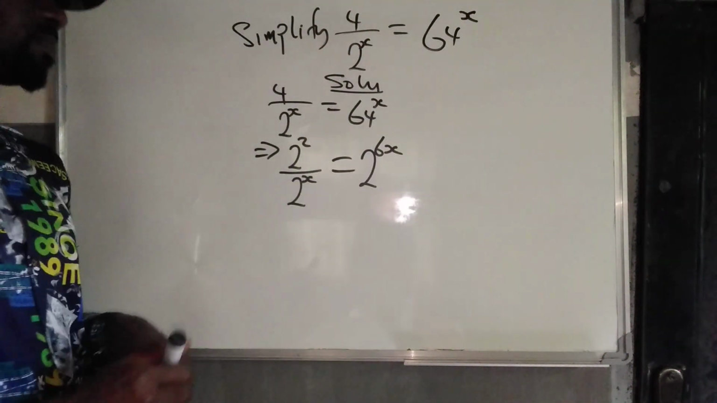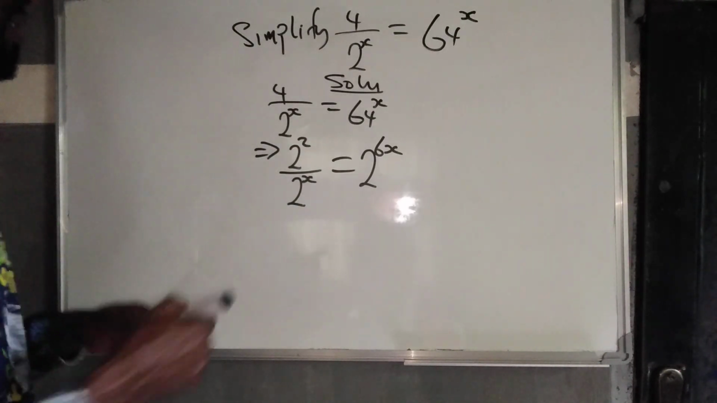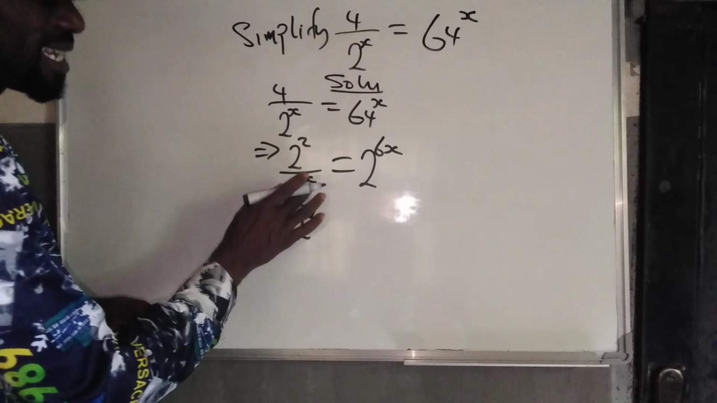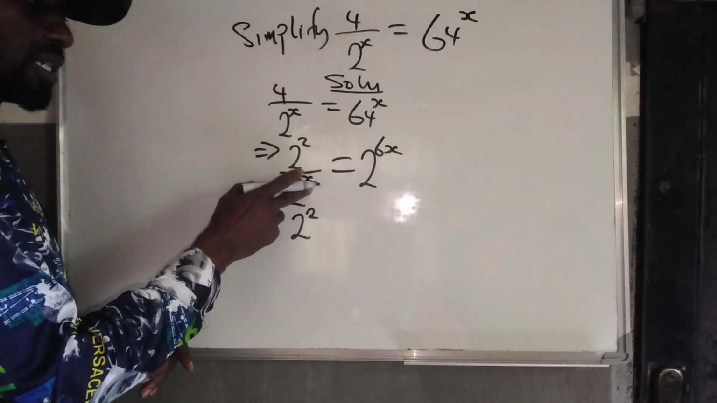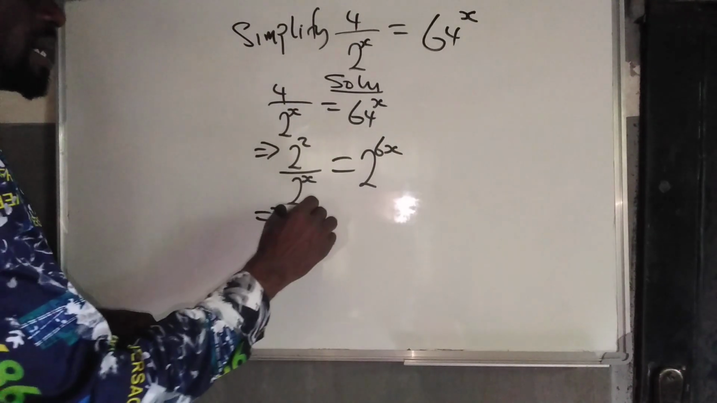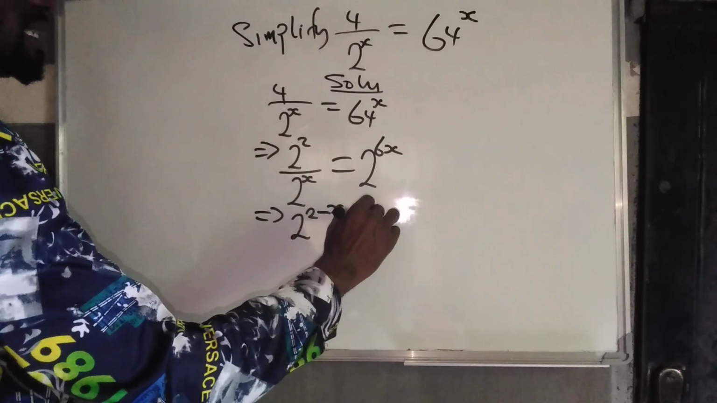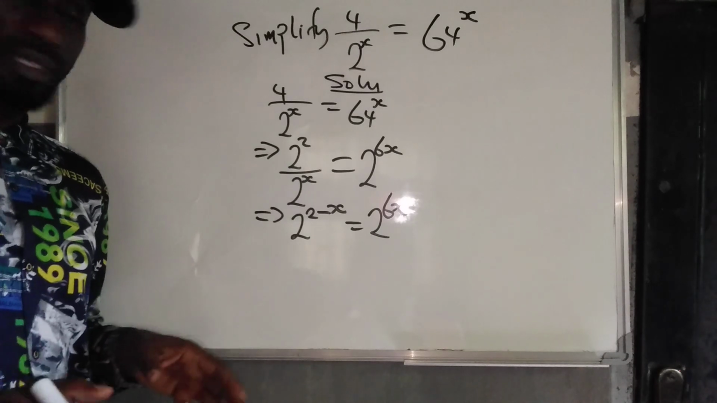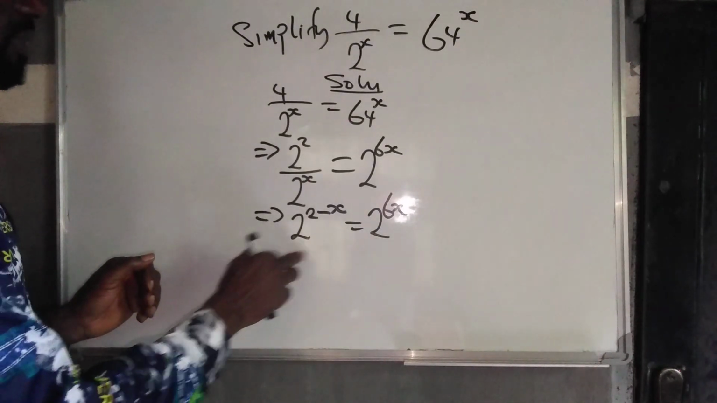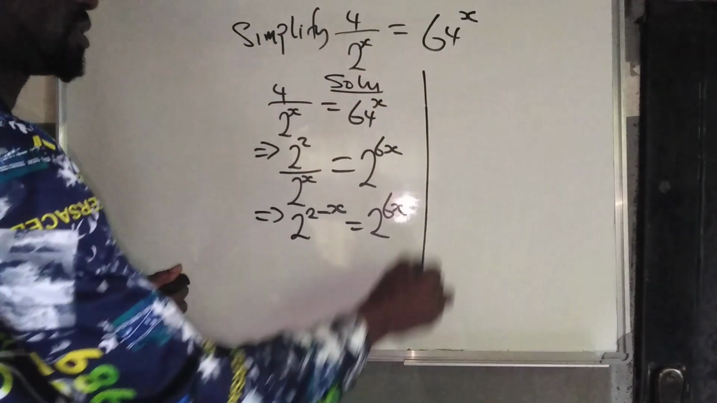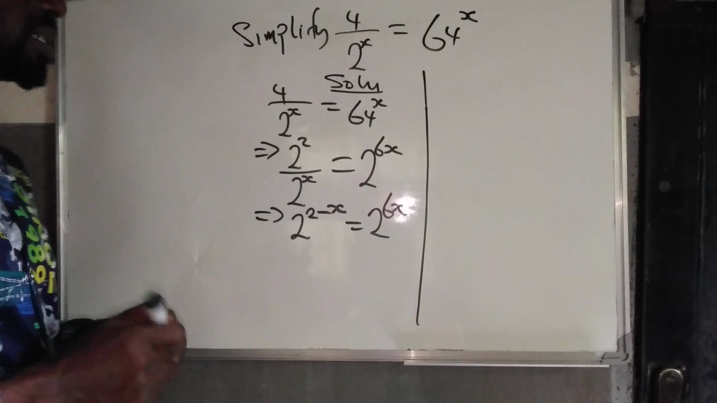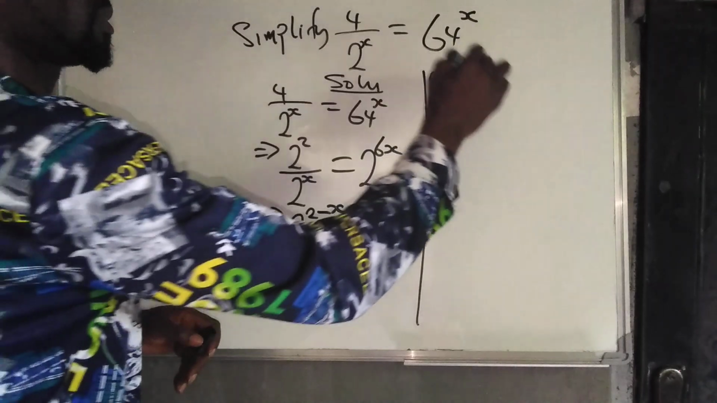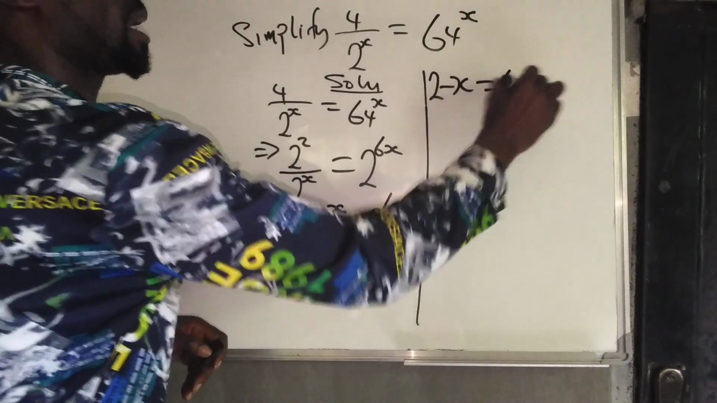Okay, now through the law of indices, we can proceed by saying this is 2 raised to the power of 2. Take the power of the denominator up, that will now tend to minus x, and that's still equal to 2 raised to the power of 6x. Now, what do you notice? You notice that the bases are the same. Since the bases are the same, we can proceed by equating the powers. So the power here now is 2 minus x is equal to 6x.